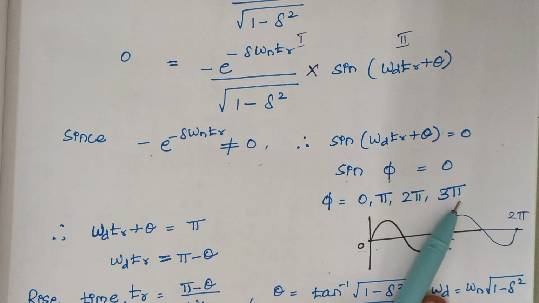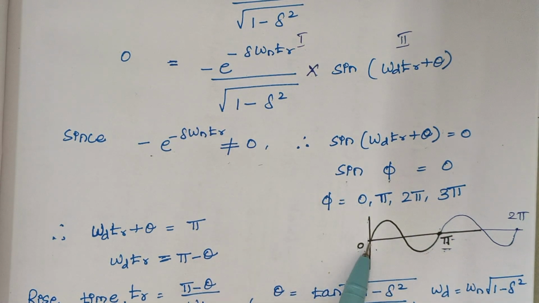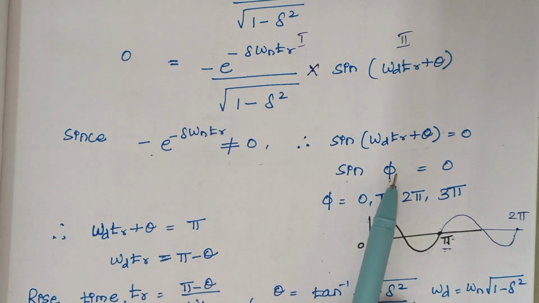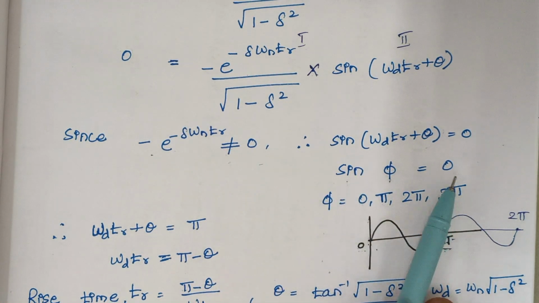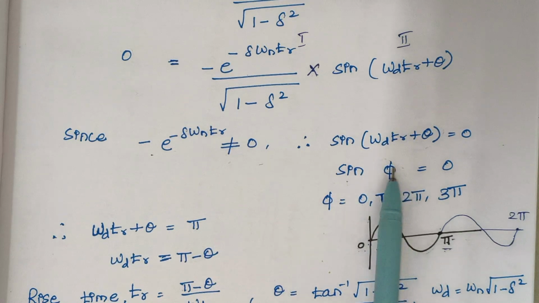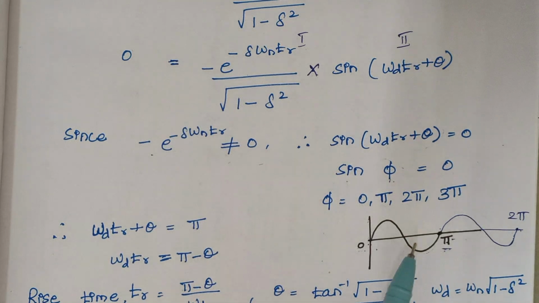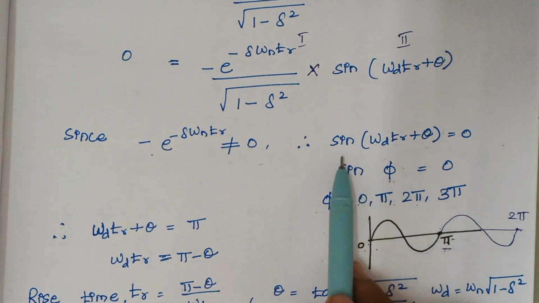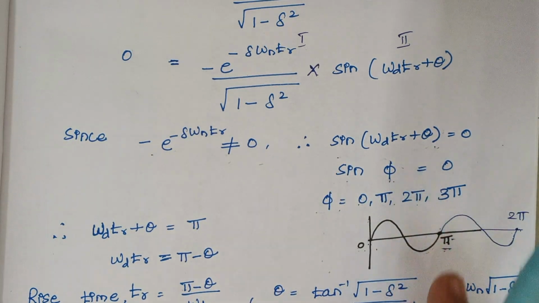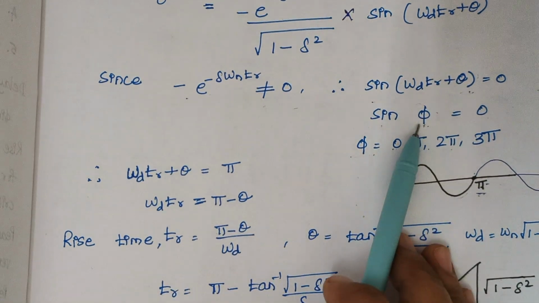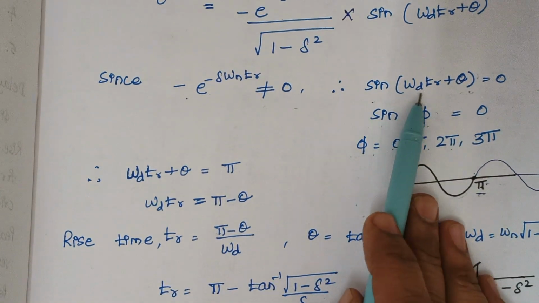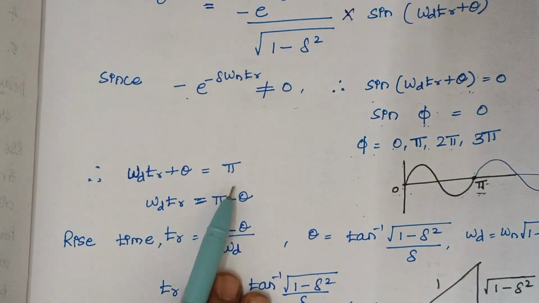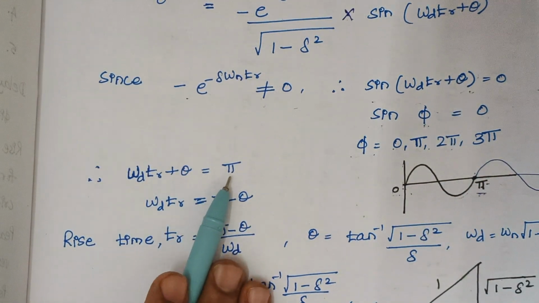So when the value of the argument is substituted as 0, this expression becomes 0. When you substitute the value as pi, again the equation becomes 0. Again when you substitute the value as 2 pi, this equation becomes 0. Right. So whenever the value is equal to 0, pi, 2 pi, etc., this equation becomes 0. So now what is the value of the argument? It is nothing but omega d tr plus theta. So just equate omega d tr plus theta is equal to pi.